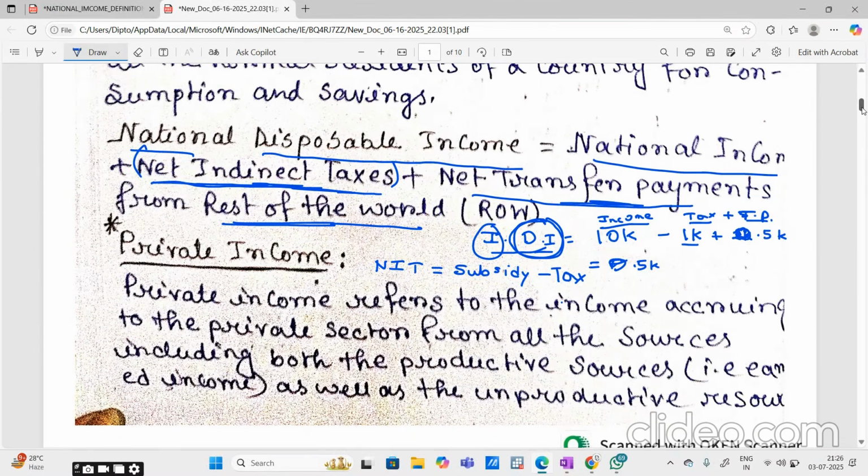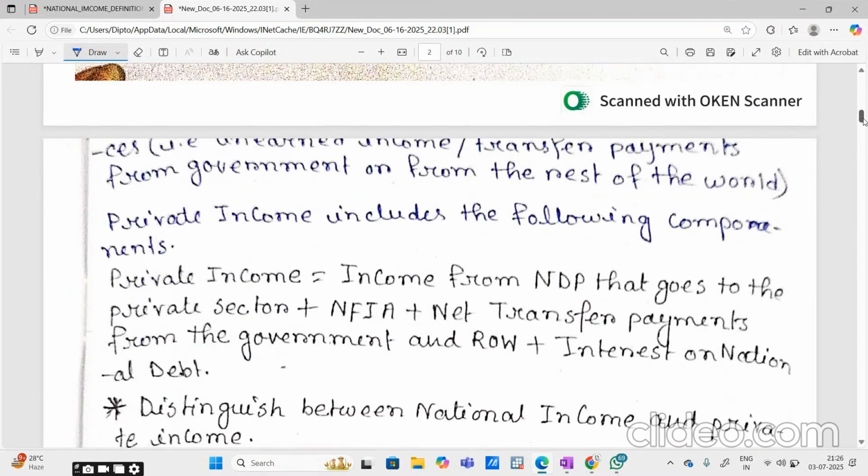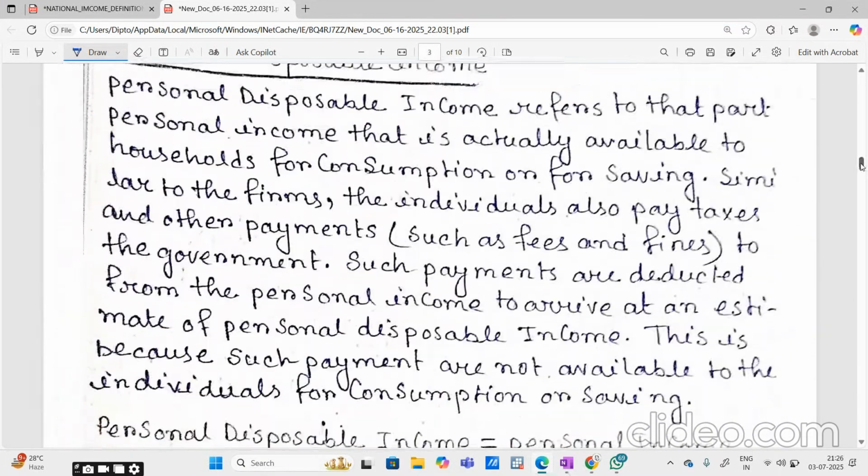Okay, and there is another simple concept, that is private income. You can easily go through this. I am not explaining it anymore. It is a very simple concept.